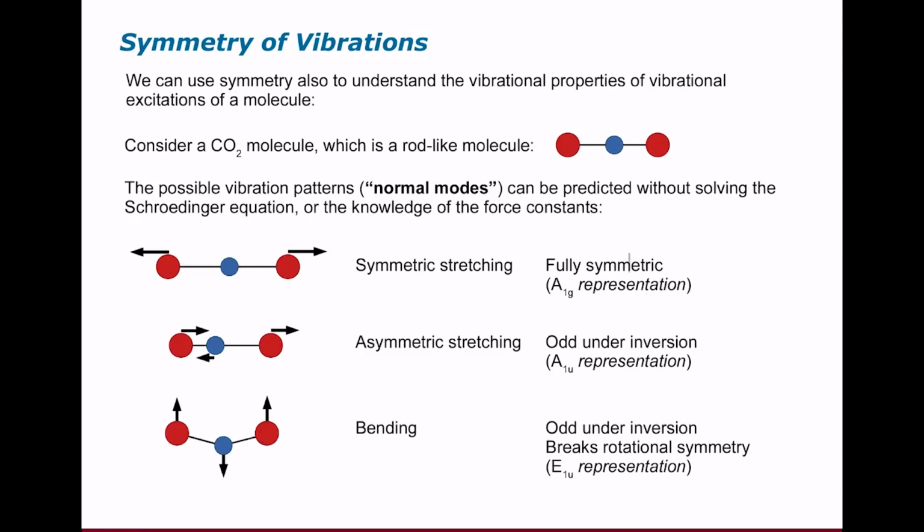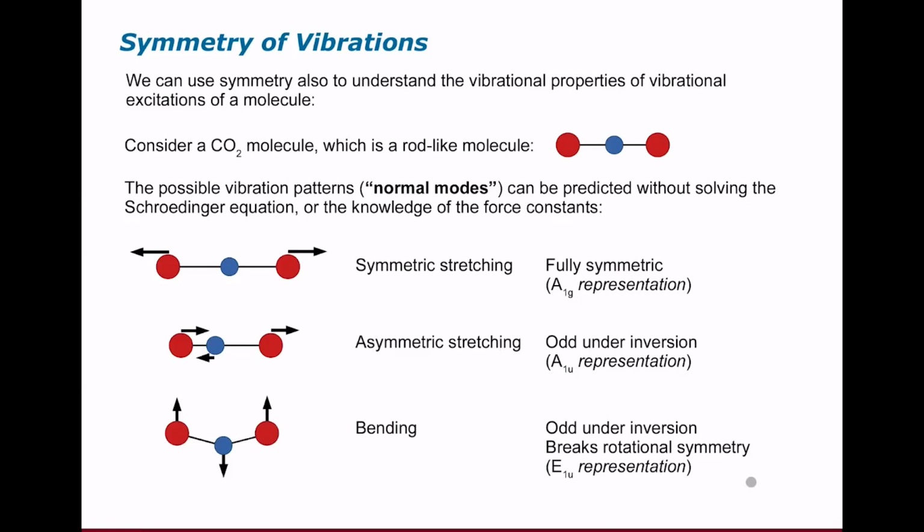So this fully symmetric one is called A1G. Again, this is just some name given. G is for even in German. It's an even mode because the two atoms on either end stretch evenly, like by equal but opposite amounts. There's this asymmetric stretching mode, which is an A1U mode. And then there's this twofold bending mode, the U1U mode.